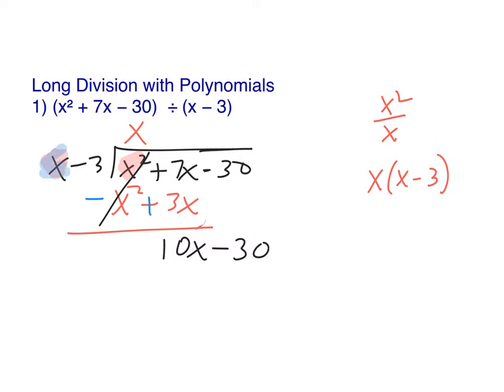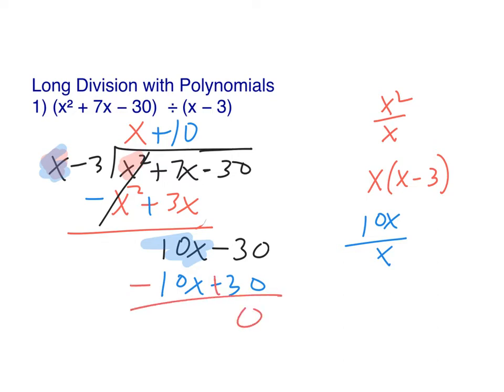How many times does x go into 10x? Again, if you weren't able to figure that out, that is 10x divided by x, which is positive 10. Multiply 10x minus 30 and subtract. The thing you'll forget is the subtract. Remainder is 0. x plus 10 is the answer. It goes in evenly. Okay?